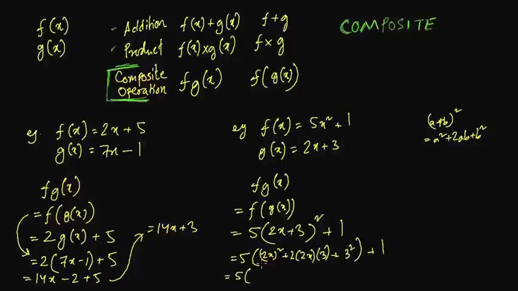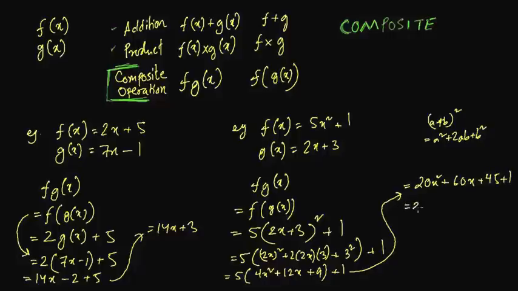So this would be 5 times (2x) squared, which is 4x squared, plus 2 times 2 times 3, which is 12x, plus 9, plus 1. So this would be 5 times 4 is 20x squared, plus 5 times 12 is 60x, plus 5 times 9 is 45, plus 1. So in the simplest form, doing some algebra, it would be 20x squared plus 60x plus 46. Done. That's composite function.